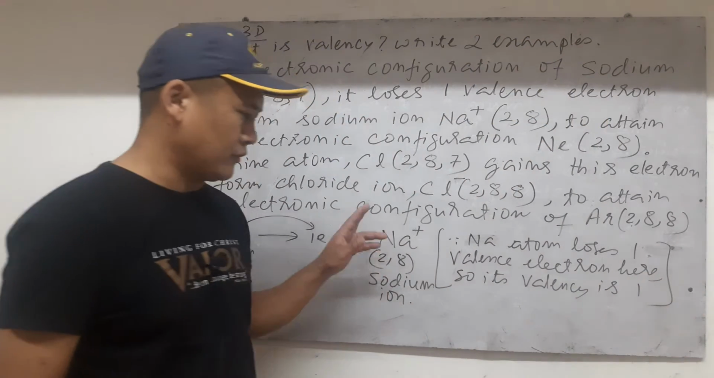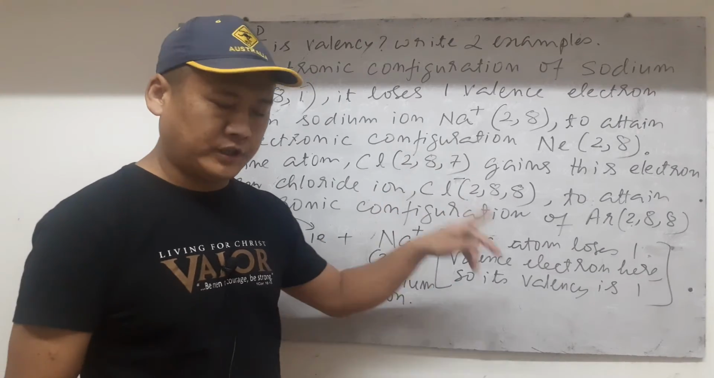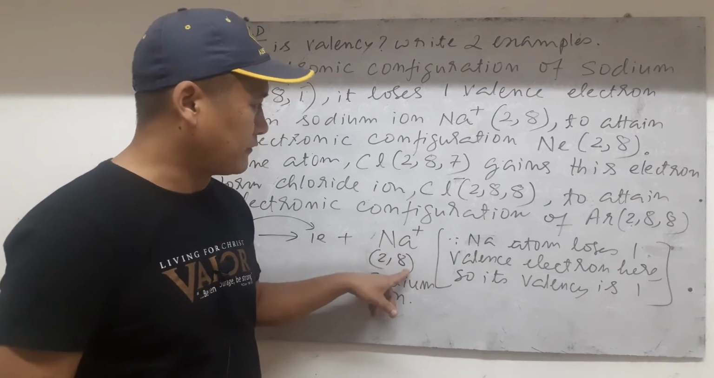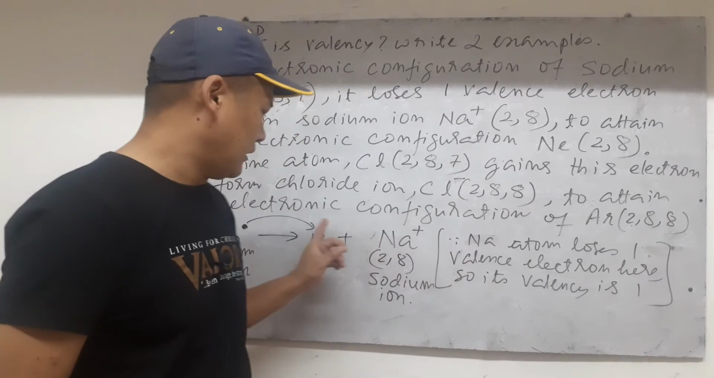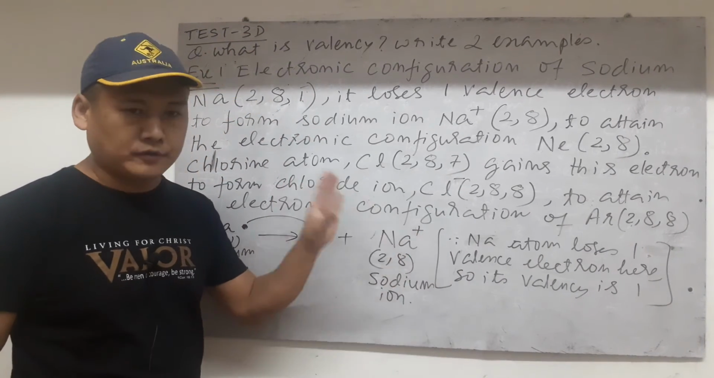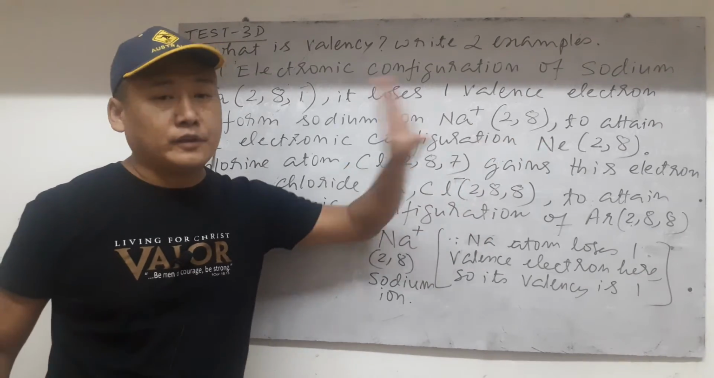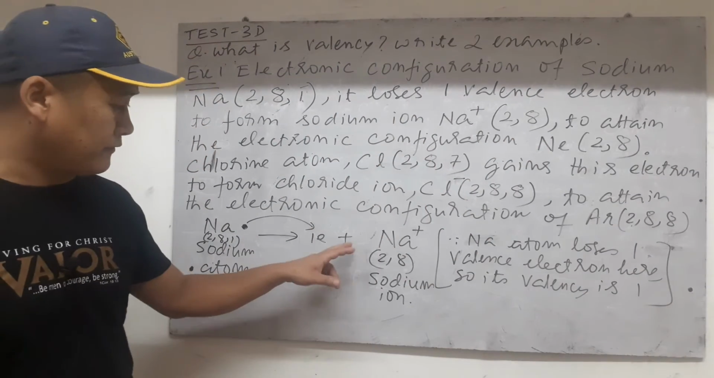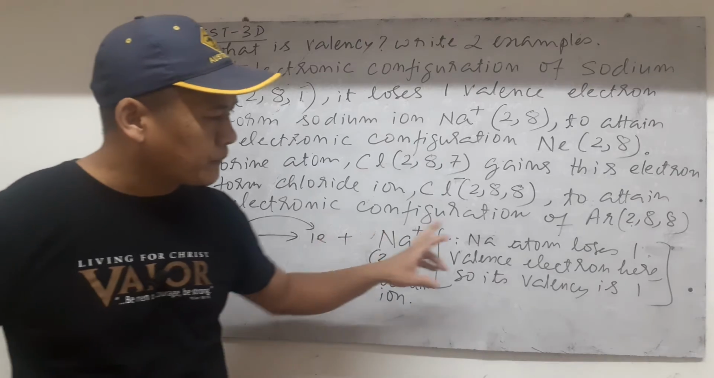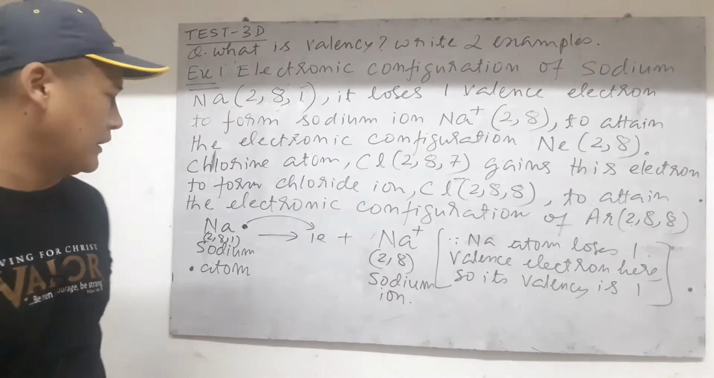The number of electrons lost or gained or shared to form a noble gas configuration, like neon 2, 8, by any atom, in order to gain the stable structure of the nearest noble gas, is called valency. Since it's losing only 1 electron, its valency is 1. So that is the meaning of valency.